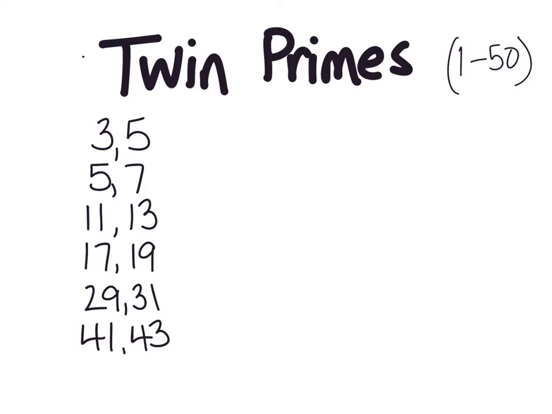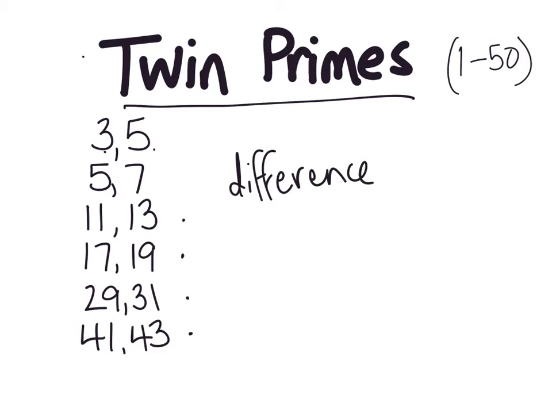All right, if you found the twin primes, you would have found 3 and 5, 5 and 7, 11 and 13, 17 and 19, 29 and 31, 41 and 43. Remember, when you find the difference, you are subtracting. So 5 minus 3 is 2, 7 minus 5 is 2, and so on.